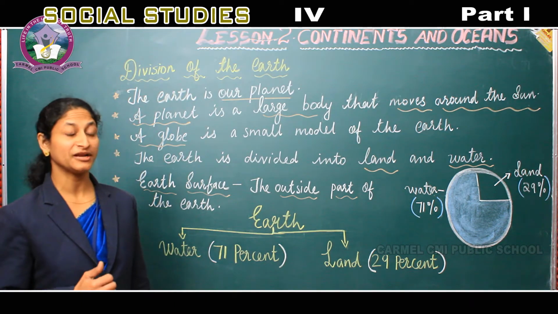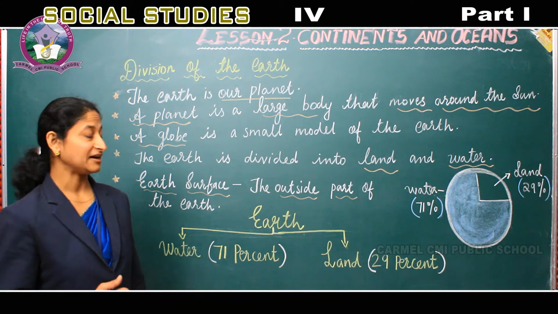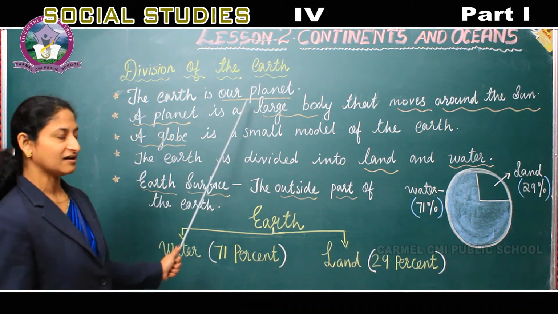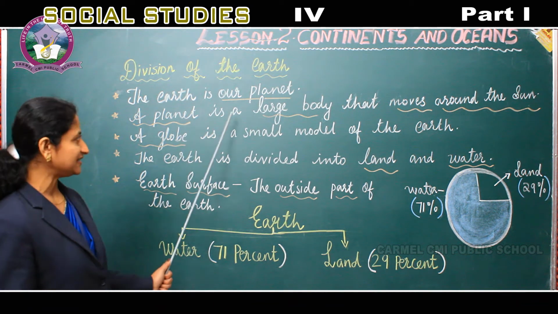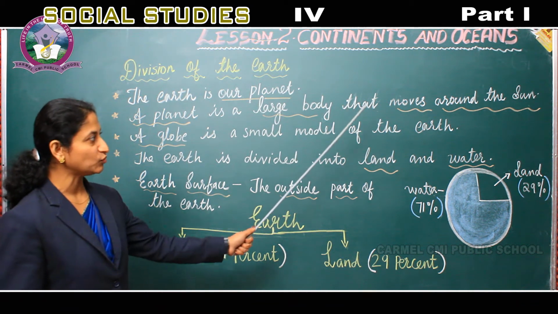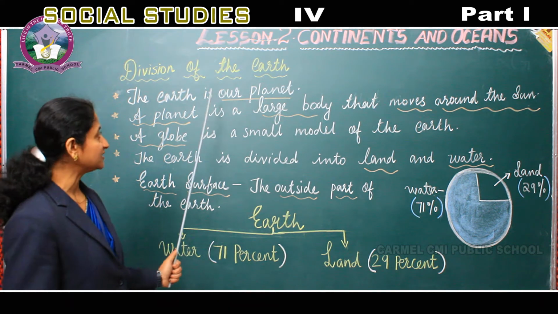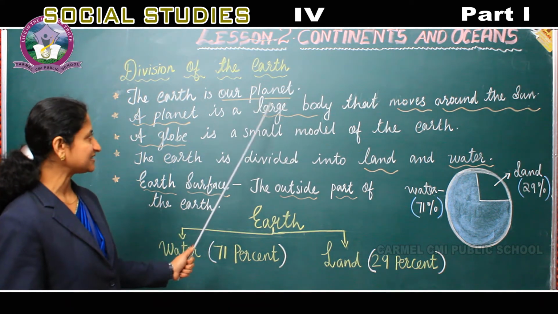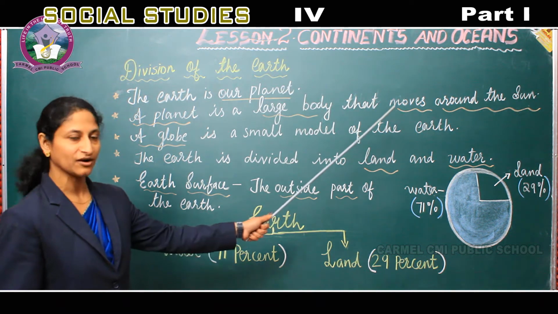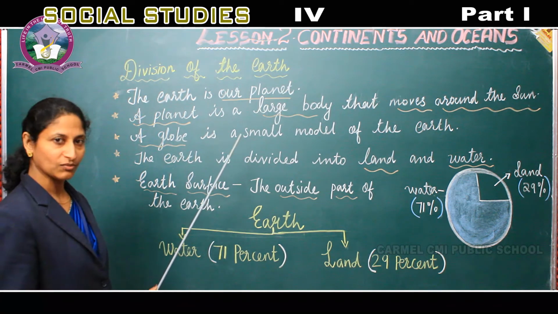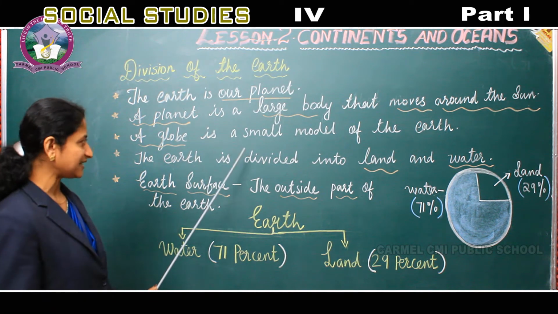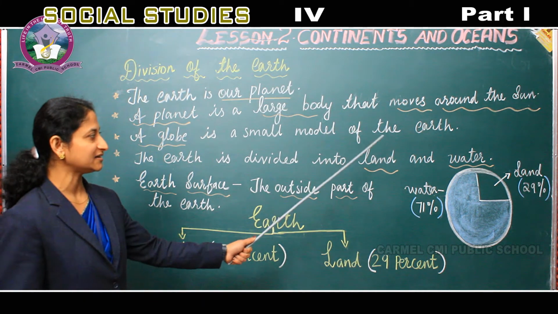Let's see the important points of this part. We have studied that the Earth is our planet. What is a planet? A planet is a large body that moves around the sun. Our Earth is a planet that moves around the sun. Then we have studied, what is a globe? A globe is a small model of the Earth.